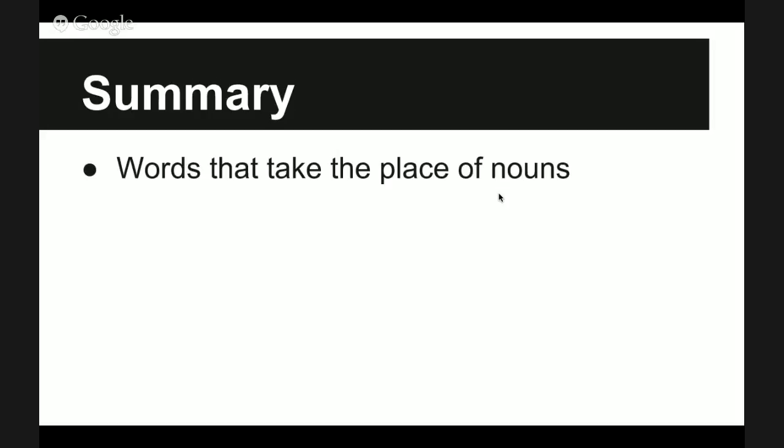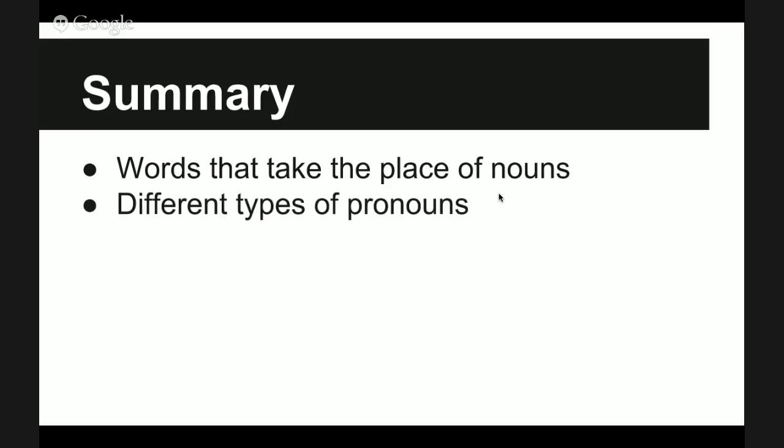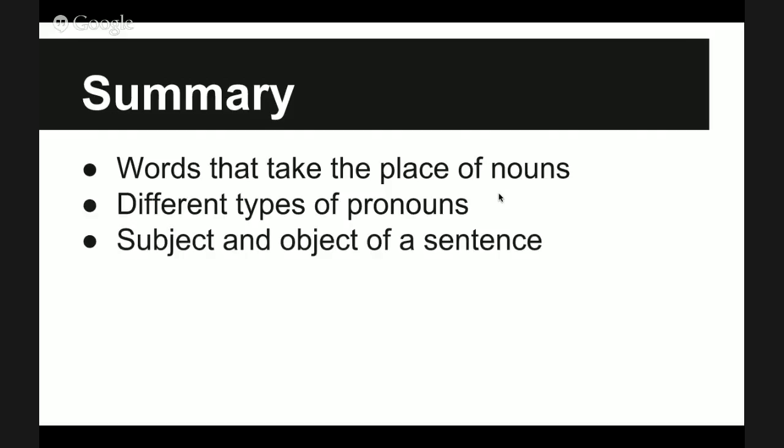Okay, so to summarize our brief lesson on pronouns. So what are pronouns? Pronouns are words that take the place of nouns. They are words that substitute for earlier nouns that have been referred to. We looked at 6 different types of pronouns. We saw that there are singular as well as plural pronouns. We also saw that there are subject and object pronouns.